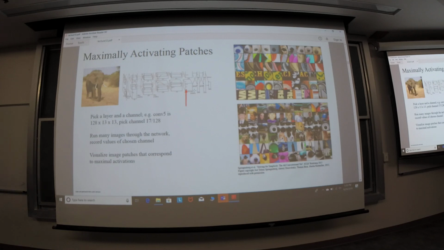What does the maximal activation mean? Maximum activation means it will have a very high value for a particular input. Each of the feature maps is responsible for extracting some meaningful information, right?